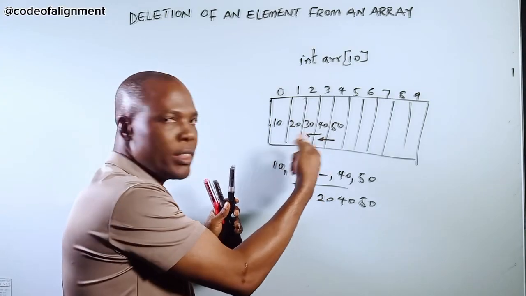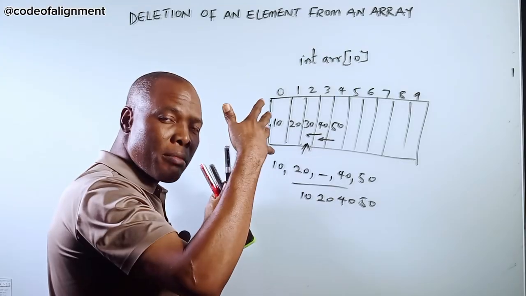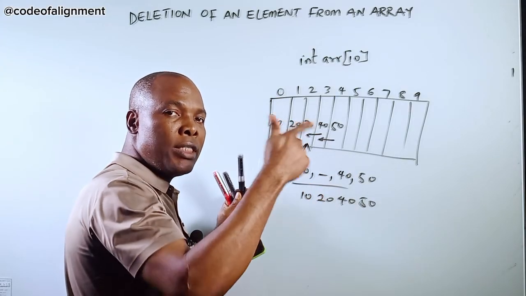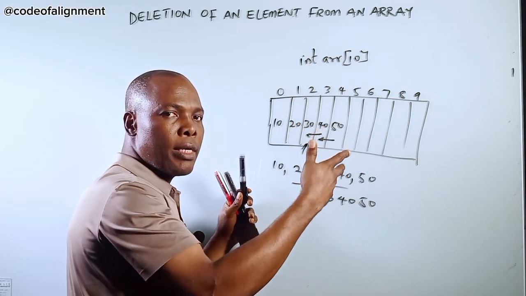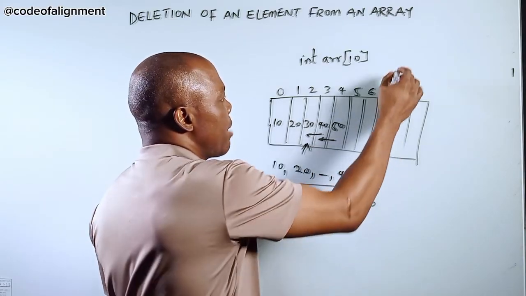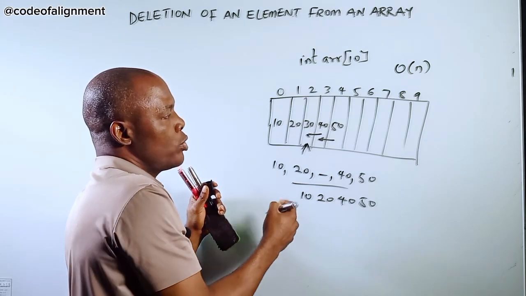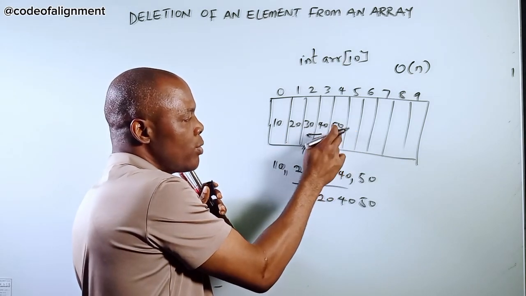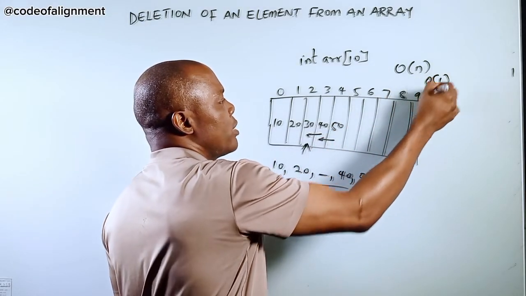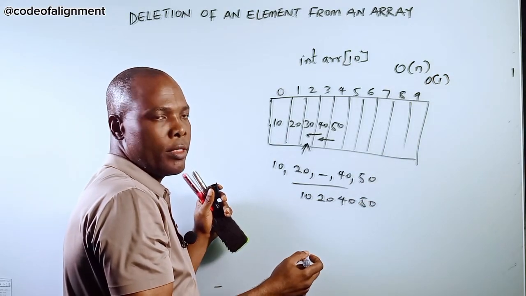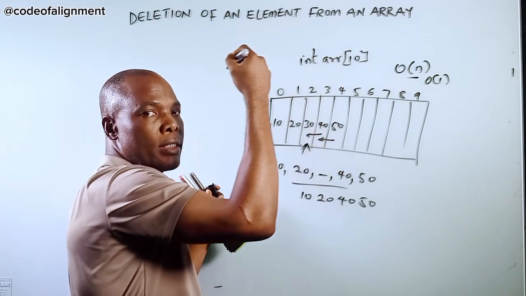Now, that shifting is actually the problem. So imagine I have huge data and I have to delete at a particular position. Then I have to shift all the other elements to occupy that space. Then that is what is going to waste time. So the time complexity for that is O(n). So except I am going to delete the last element, then I don't have to shift anything. So that'll be constant time, O(1). But any other position that will require me to shift, the time complexity is O(n).